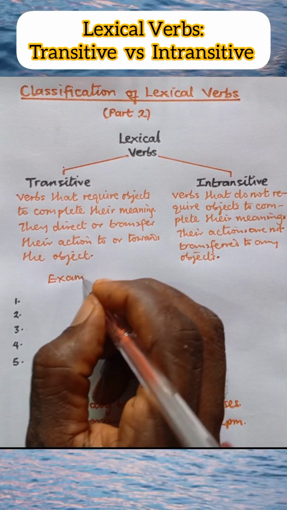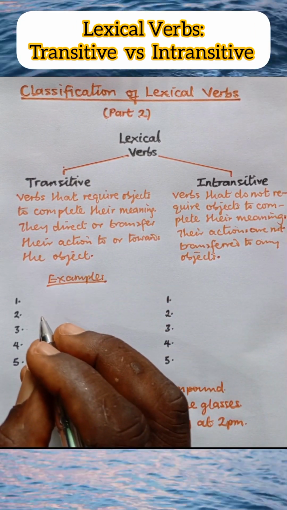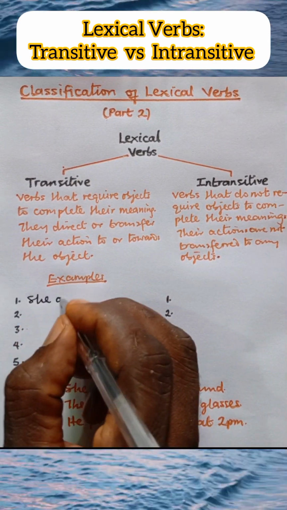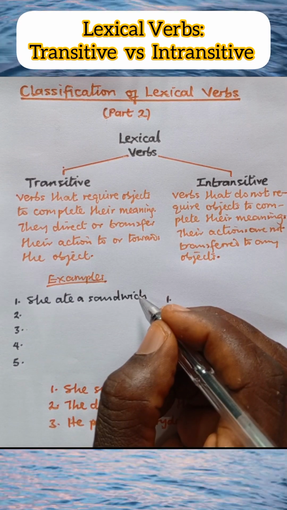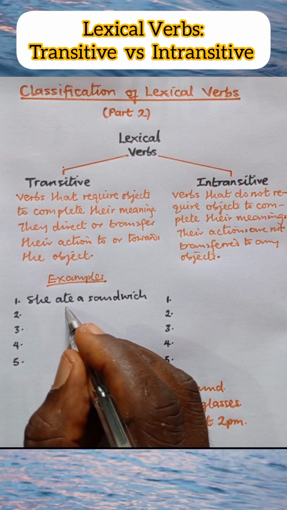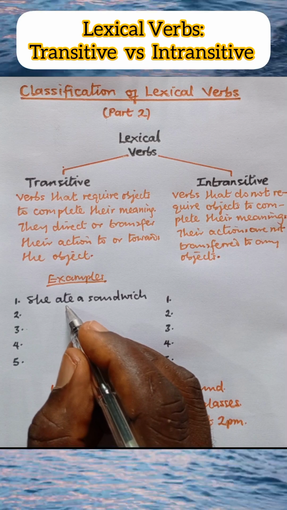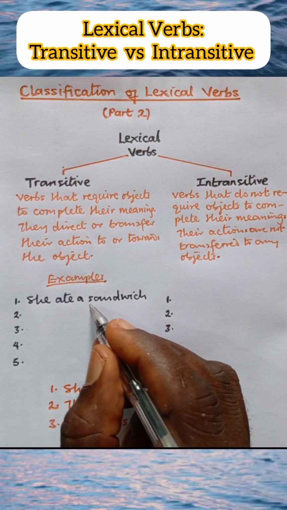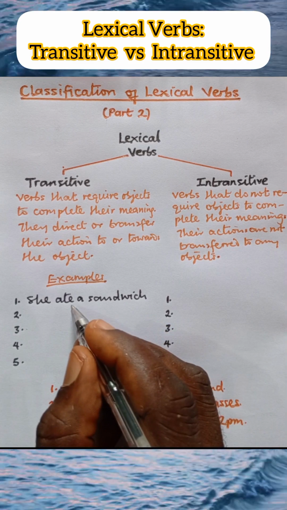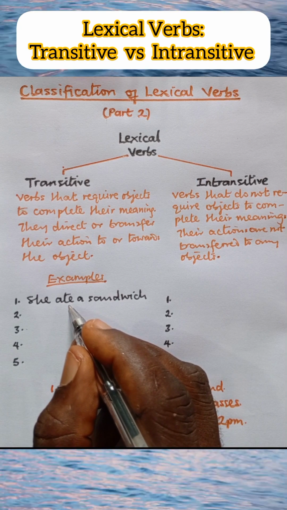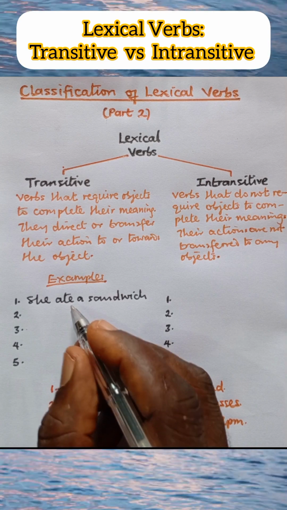Let's look at examples of transitive verbs. Number 1, she ate a sandwich. The verb here is ate. Ate what? She ate a sandwich. A sandwich is the object of the verb ate. It receives the effect of the action of the verb ate.